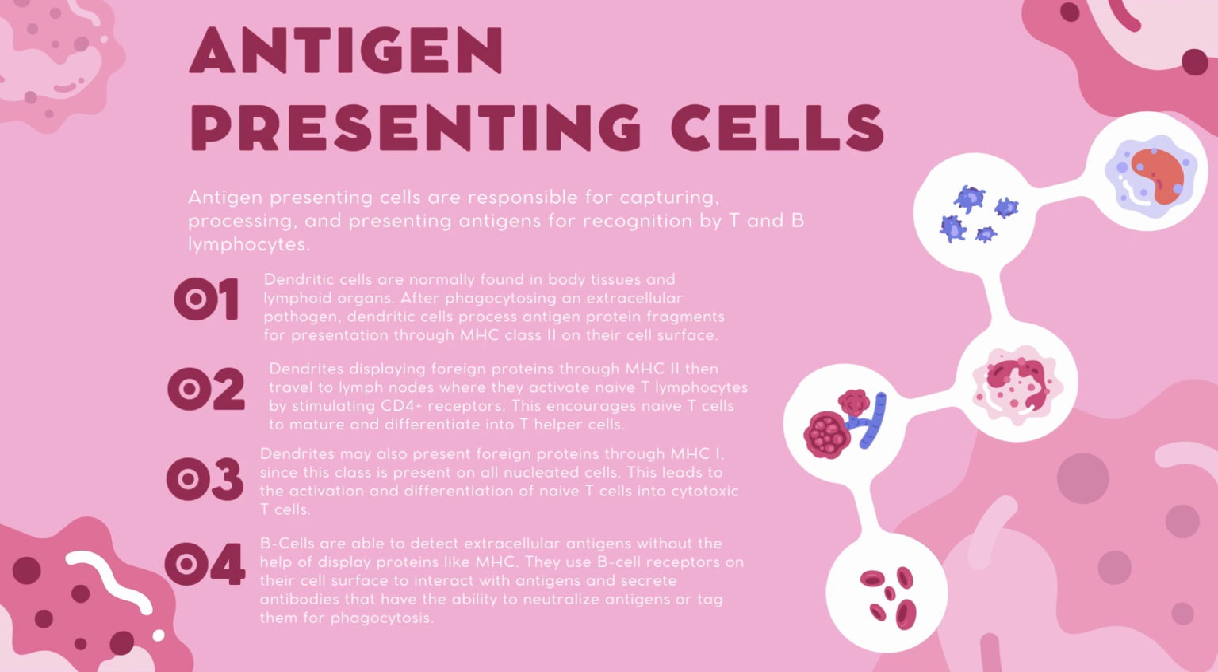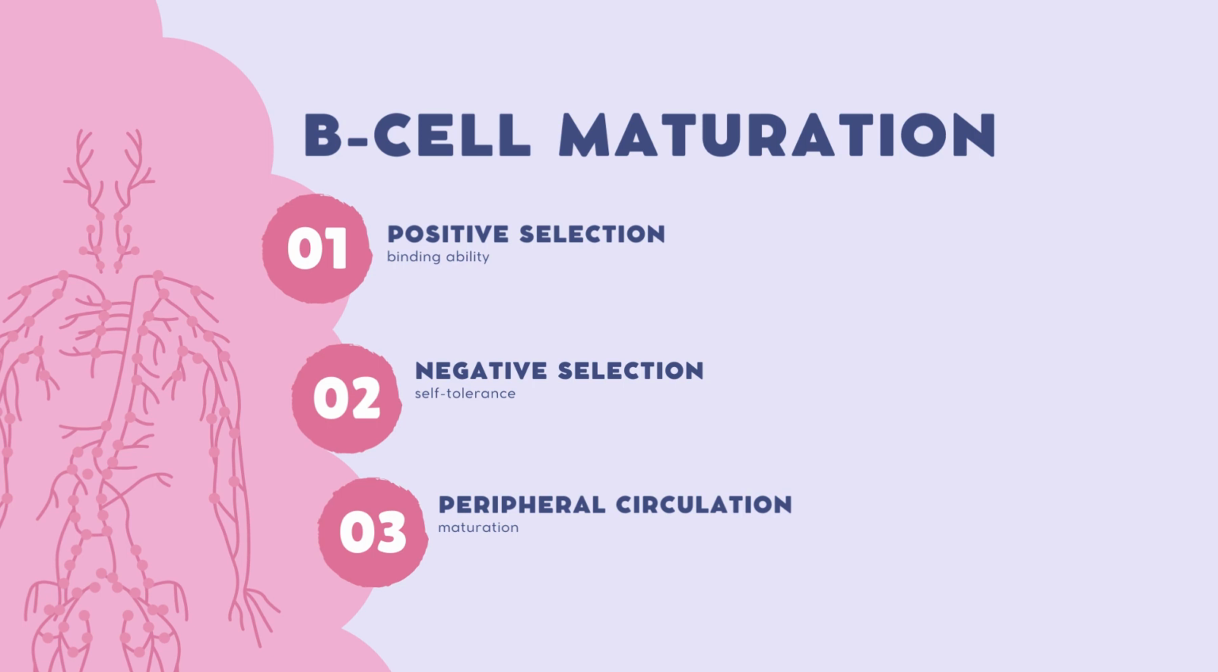B cells are able to detect extracellular antigens without the help of display proteins like MHC. They use B cell receptors on their cell surface to interact with antigens and secrete antibodies that have the ability to neutralize antigens or tag them for phagocytosis.